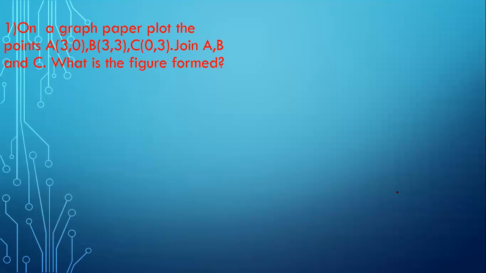Now let us take one more example, a sum from our practice set 7.2. On a graph paper, we need to plot the given points, and the points are point A, B and C. After plotting these points, we need to join them. Means first we have to plot point A, point B, point C, and after plotting we have to join these points. And after joining we will get one figure. Which type of figure is that? We have to write the name of that figure.